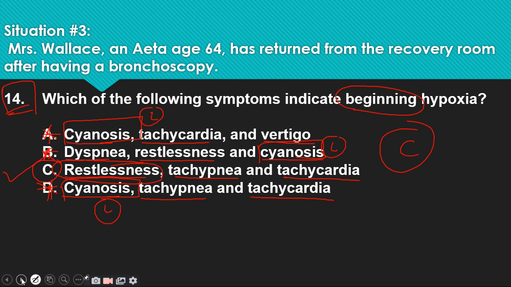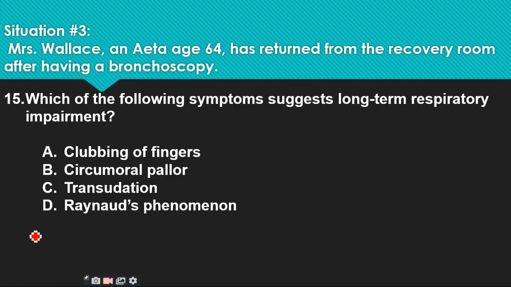Next, let's have now the next question. 15. Which of the following symptoms suggest long-term respiratory impairment? Take note of the word long-term respiratory impairment. When you say long-term respiratory impairment, it means that the patient here has a long-term or chronic form of respiratory ailment. Let's have letter A, clubbing of the fingers. Letter B, circummural pallor. Letter C, transudation. Letter D, Raynaud's phenomenon.